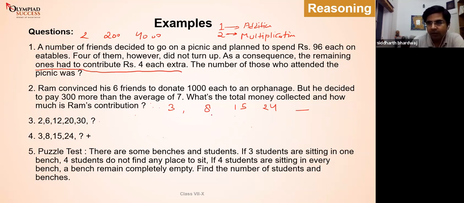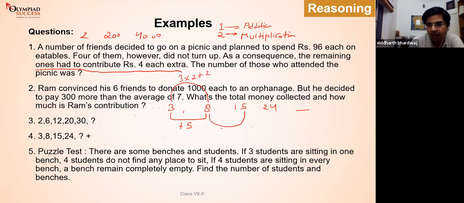So 3 and 8. How can you reach from 3 to 8? The numbers are not drastically increasing, so multiplication is actually not happening. Or is it? It can be a small multiplication also. You can add 5, or you can do 3 into 2 plus 2. But this should apply in the next one also.